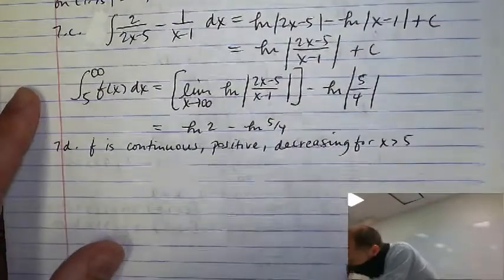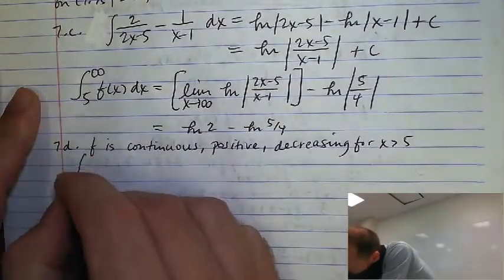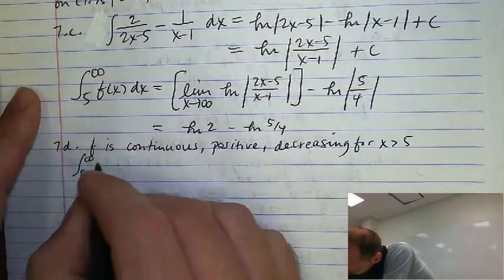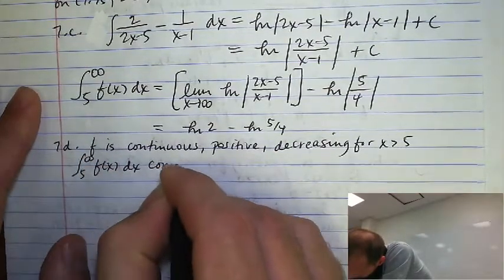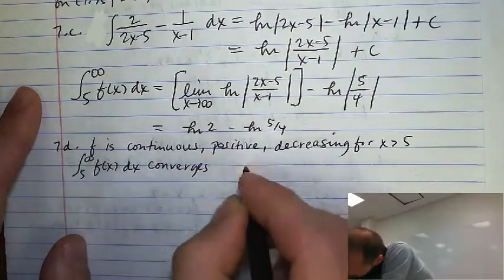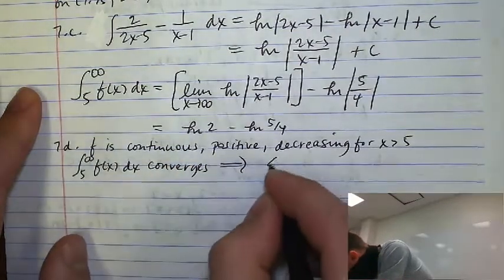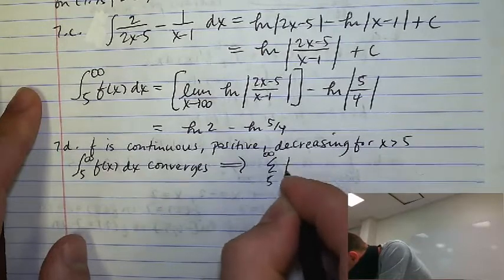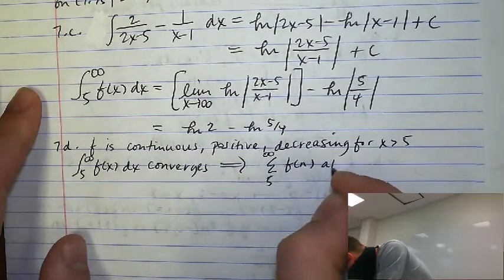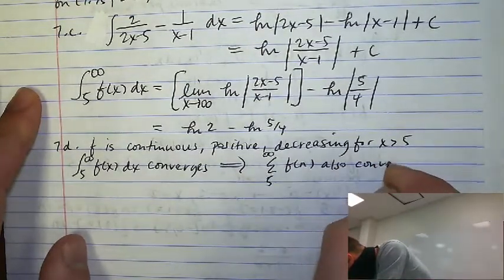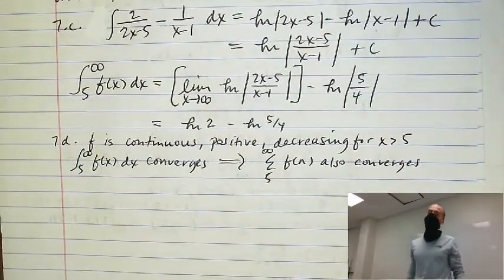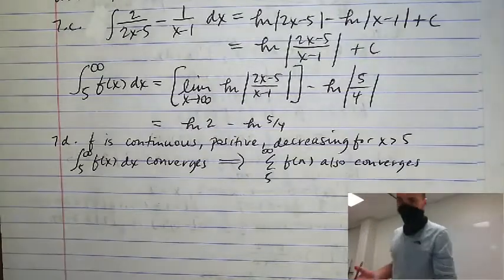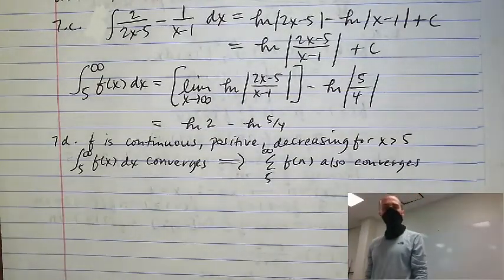It's true. And I just showed that the integral from 5 to infinity of f converges, therefore I know that the sum from 5 to infinity of f of n also converges. Right, it's an if and only if too. So if the integral had diverged, I would know that the sum had diverged.